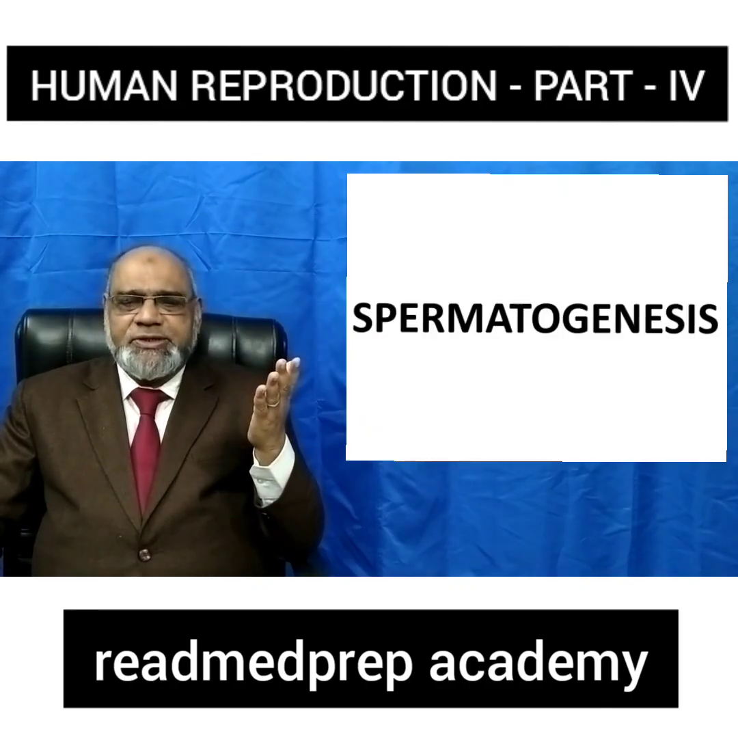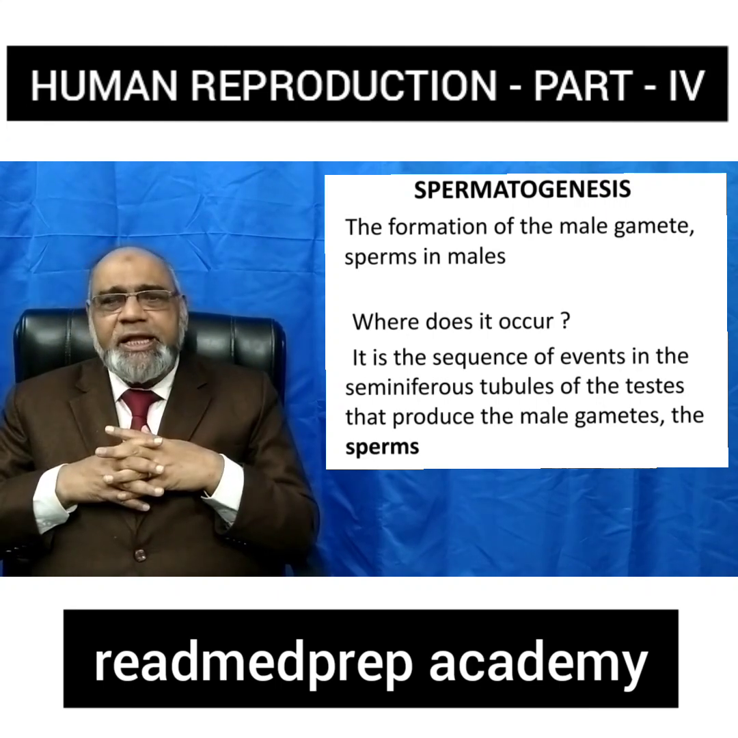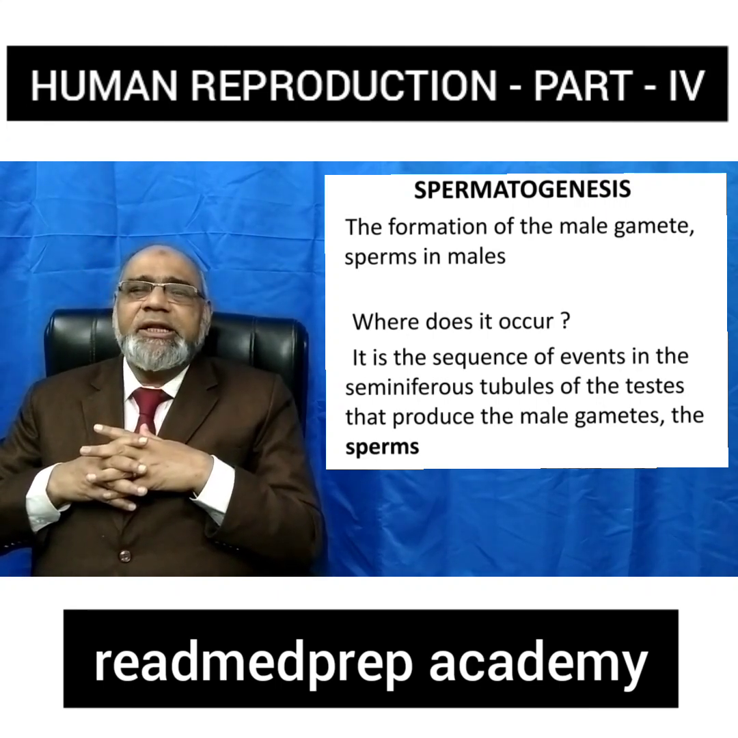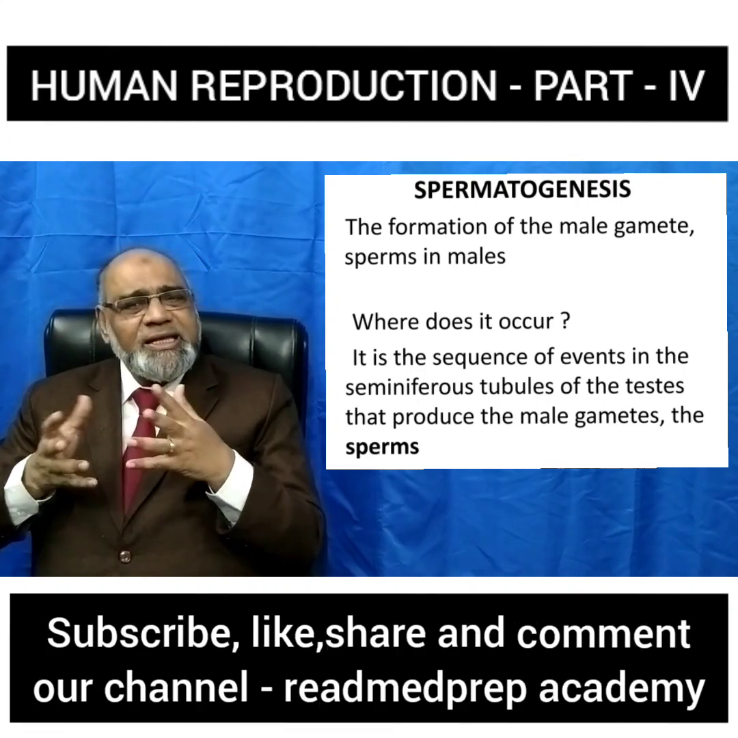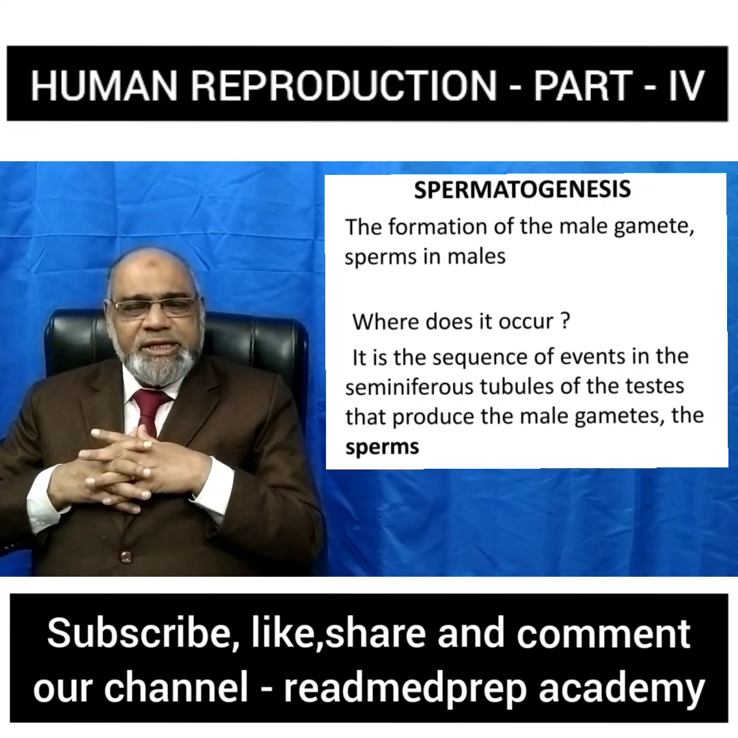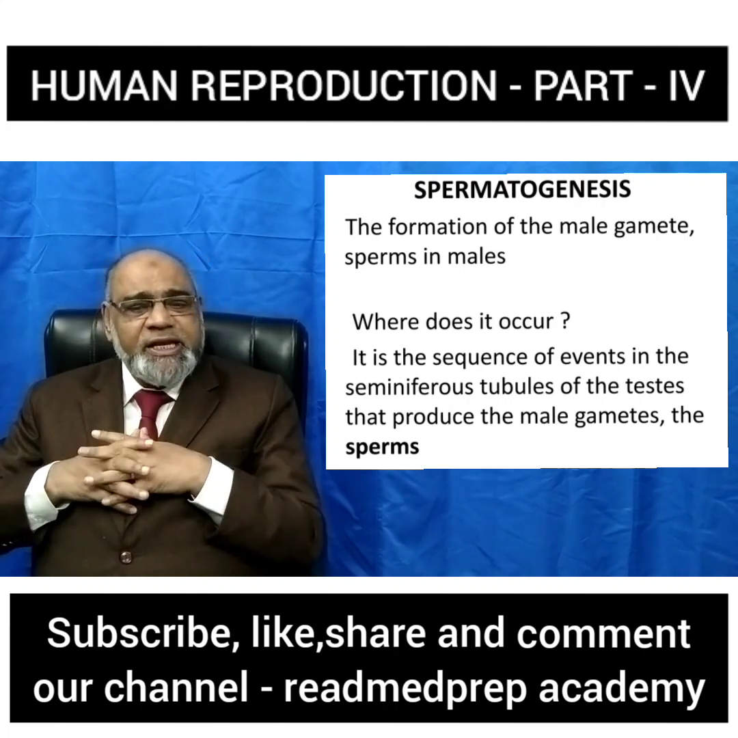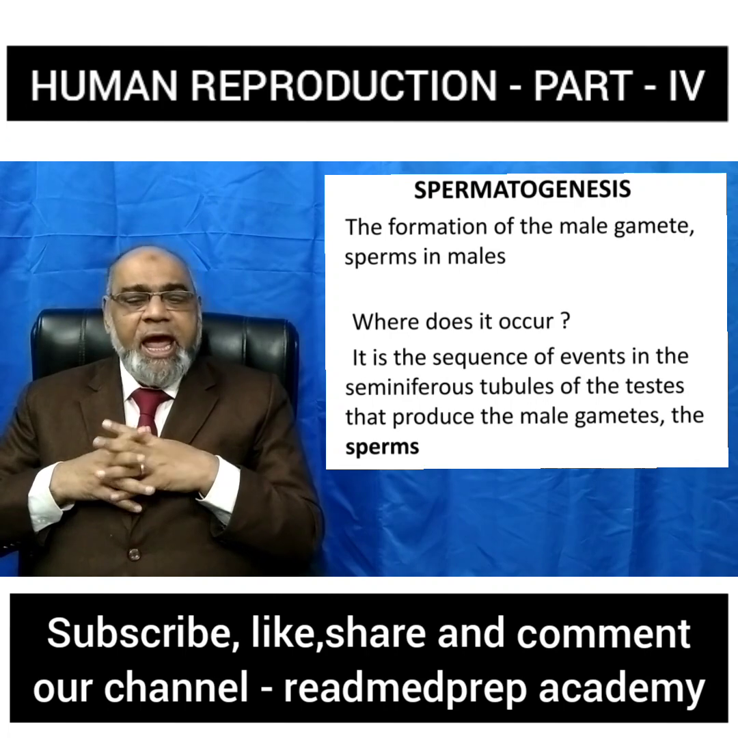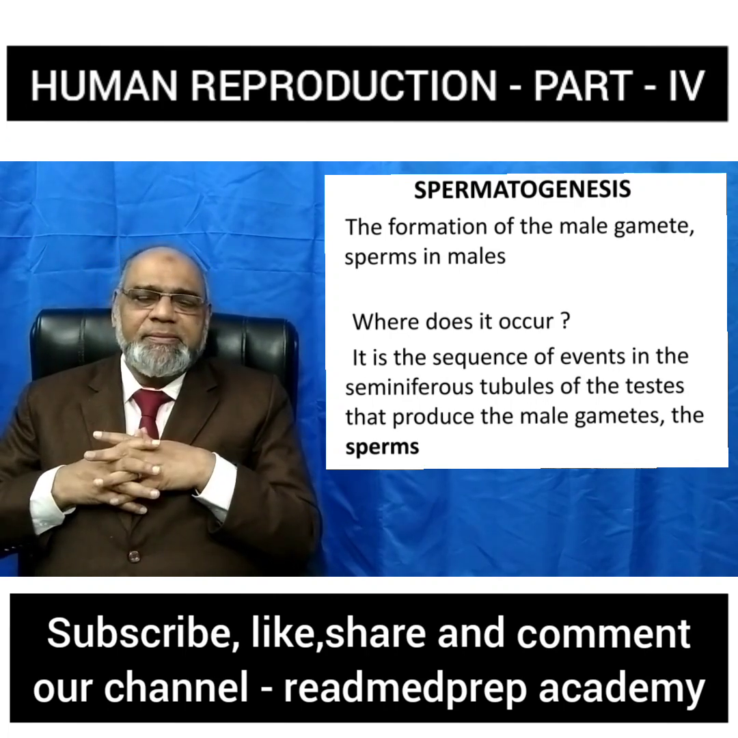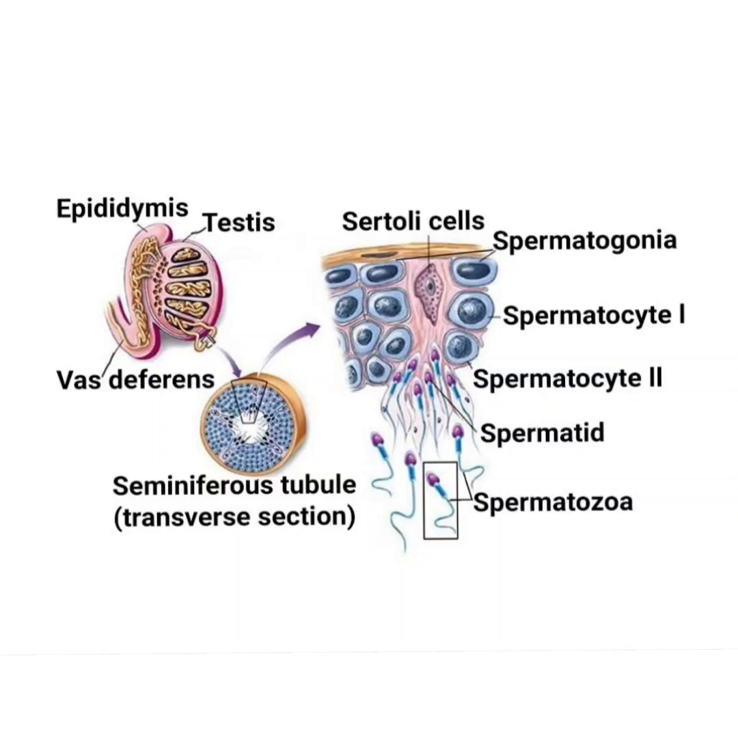What is spermatogenesis? Spermatogenesis means the formation of the male gamete in the males. The male gamete is the sperm. Where does it occur? It occurs in the testis by a sequence of events. Which part of the testis? The seminiferous tubules. And what is the male gamete? The male gamete is the sperm. This procedure of formation of the male gamete, the sperm, is called spermatogenesis. So what are the different stages or steps involved in the development of the sperm?